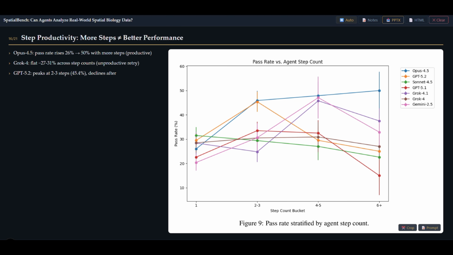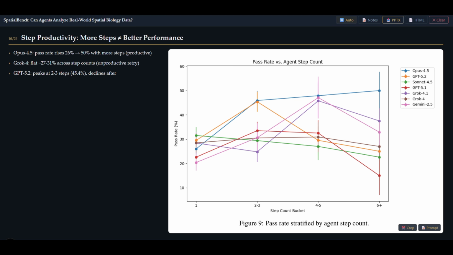For Opus 4.5, the blue line, pass rate increases monotonically from 26% at 1 step to 50% at 6 or more steps. More steps genuinely mean more exploration and better outcomes. Contrast that with Grok 4, which shows essentially flat pass rates around 27 to 31% regardless of step count. Those extra steps are just retry thrashing, not productive analysis.